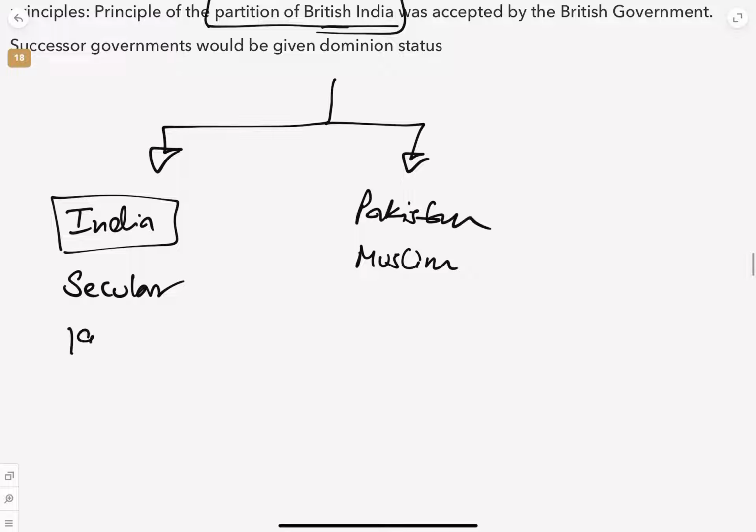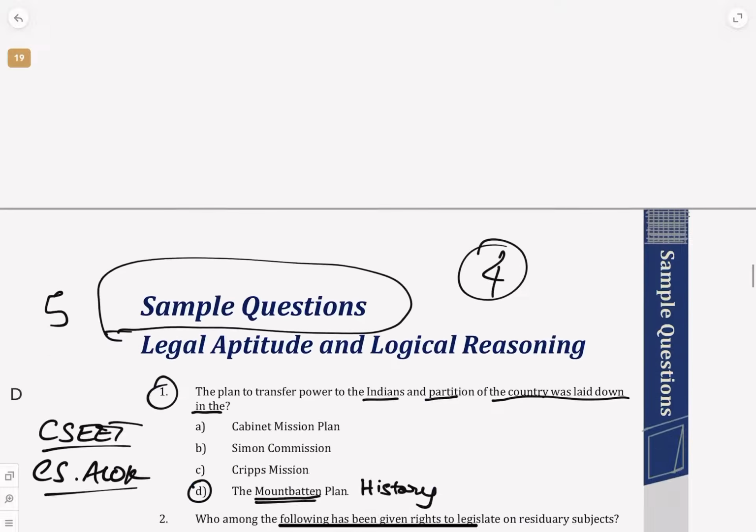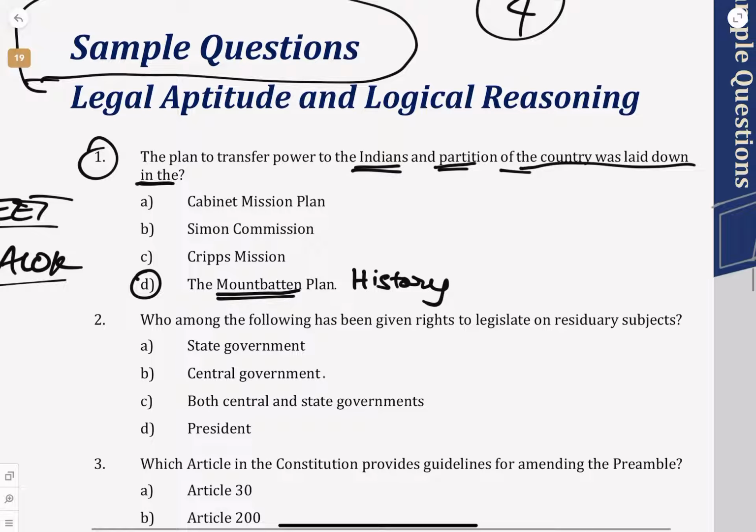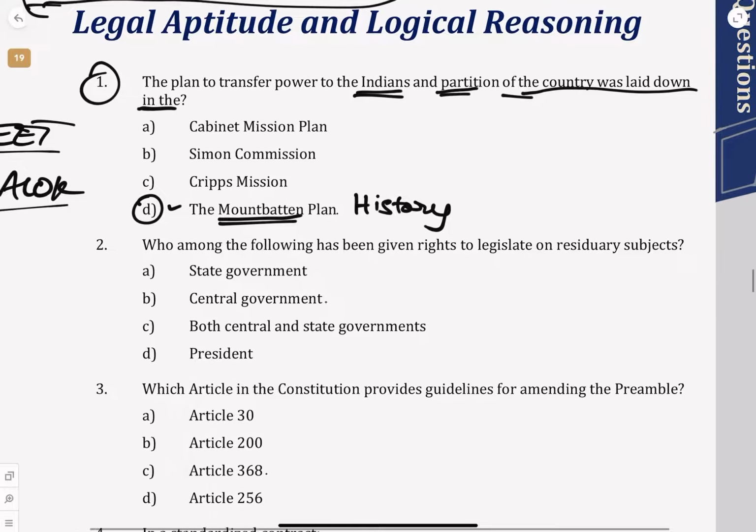We also know that in 1976 we had the amendment which we call the mini constitution. That time we adopted the word secular. So the plan to transfer powers to Indians and partition of the country was laid down in the Mountbatten Plan. That is the first one.